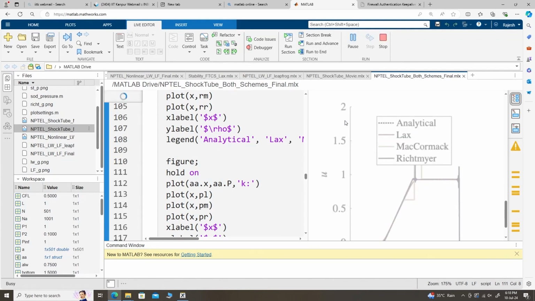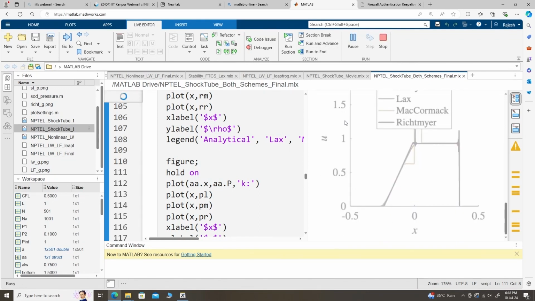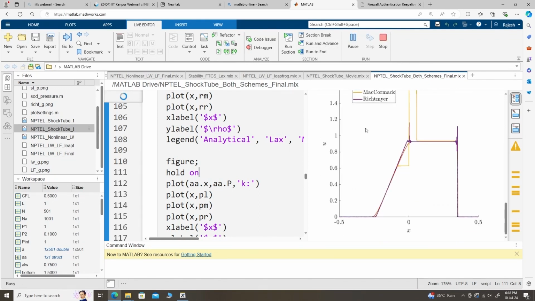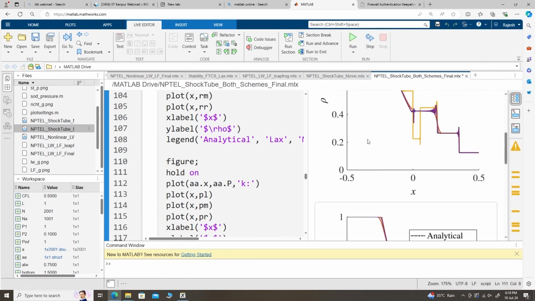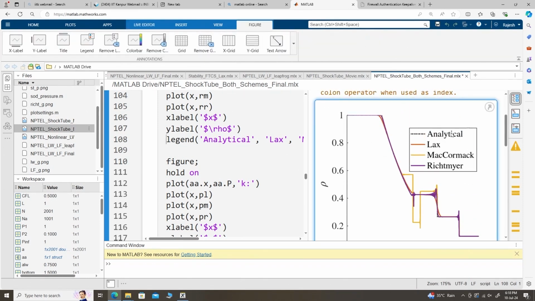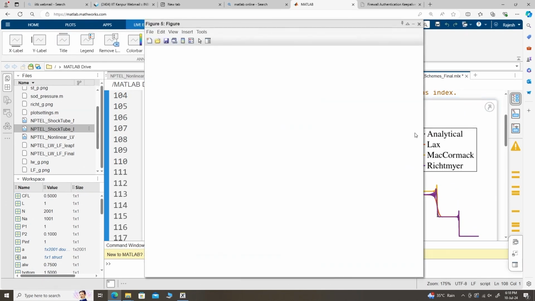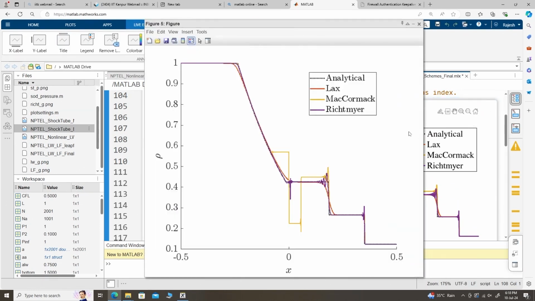So let me run it again. Yeah. So, let us look at the density first. Yeah, so you can see here, I have plotted the analytical results also.